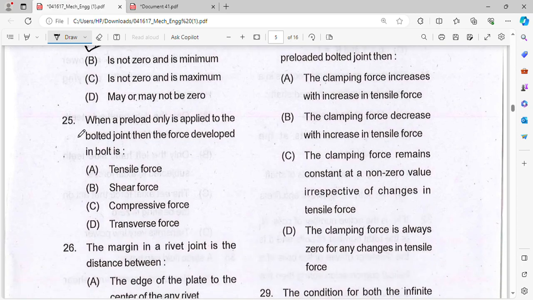When a preload only is applied to a bolted joint, then the force developed in it. We know the answer will be compressive force, because we apply the force in the tensile direction, there will be a reaction that will be compressive. So this answer will be compressive force.